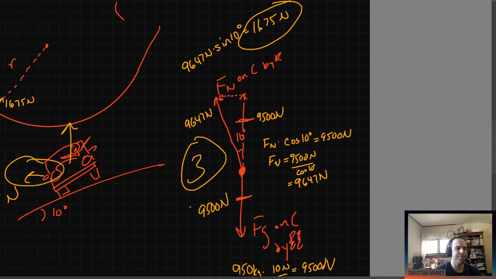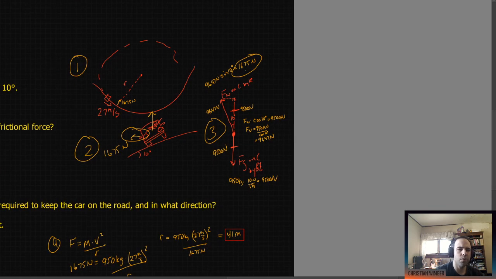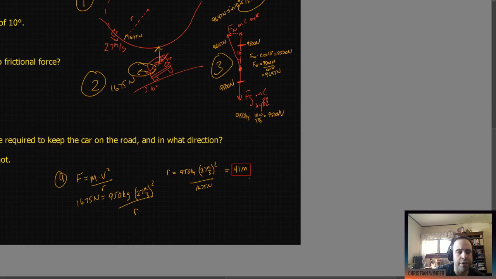And then finally, once we figured out how much unbalanced force we had, the 1675, we figured out how big of a turn we could make the car go through with that 1675.